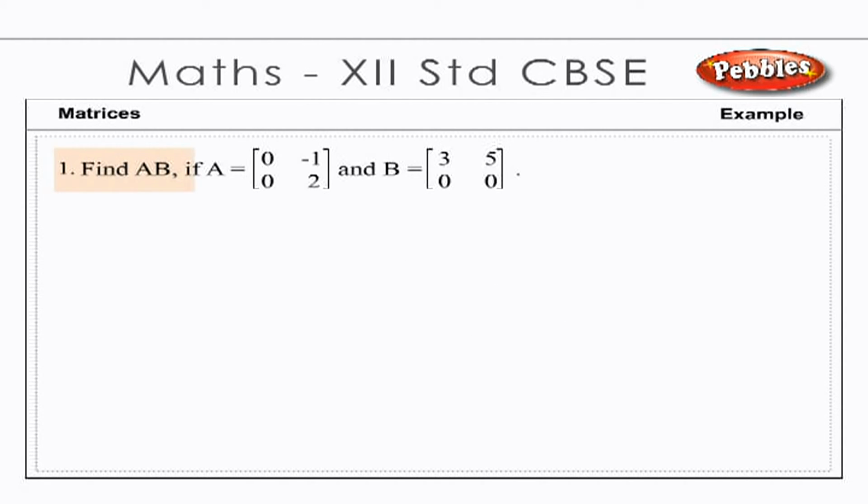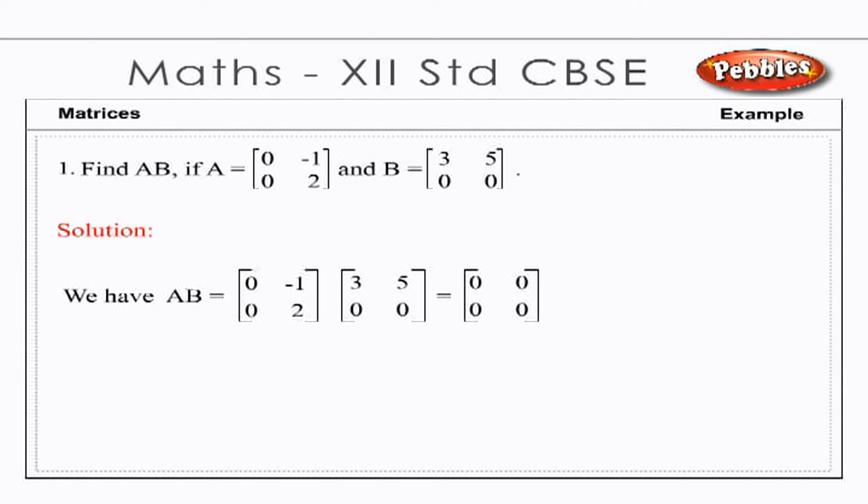Find AB if A is equal to matrix [0, -1; 0, 2] and B is equal to matrix [3, 5; 0, 0]. Solution. We have AB is equal to matrix [0, -1; 0, 2] into matrix [3, 5; 0, 0] is equal to matrix [0, 0; 0, 0]. Thus, if the product of two matrices is a zero matrix, it is not necessary that one of the matrices is a zero matrix.